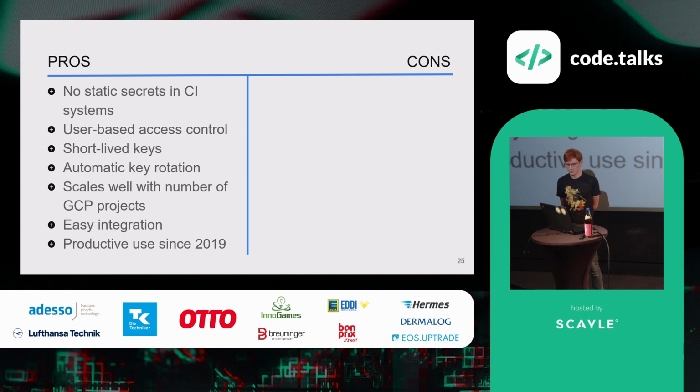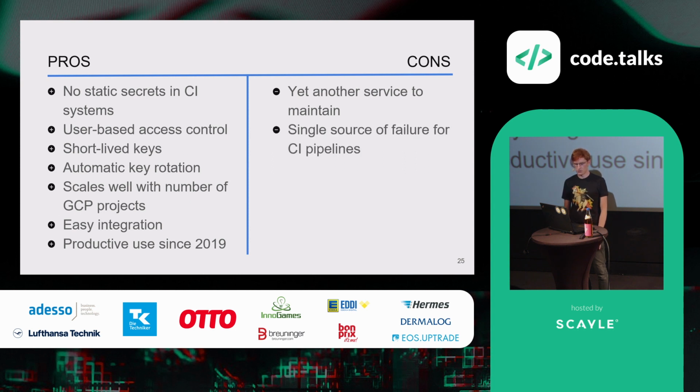A few cons we have: there's yet another service that we need to maintain. That's just something that needs to run. It needs to be patched, and it's very security-relevant, so we need to patch it. And it's also a single point of failure for all the CI pipelines, right? So if Slim is down now, you can't fetch any secret, and that means you can't deploy. Not a single team can deploy anymore. So that's really something that's kind of bad.